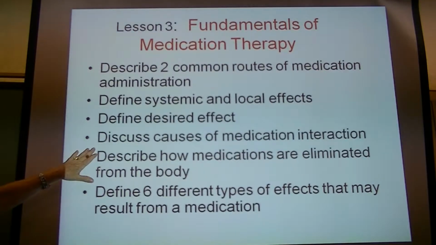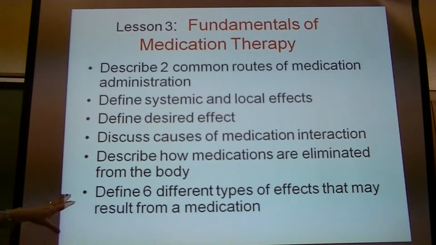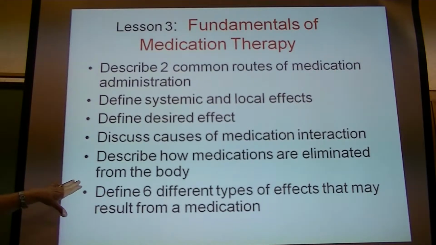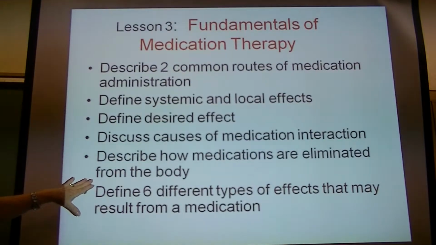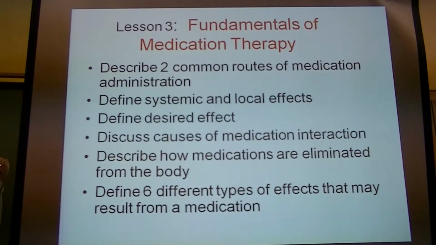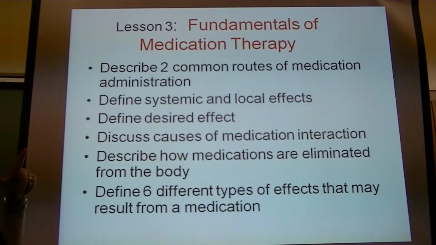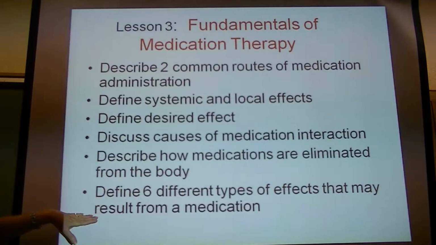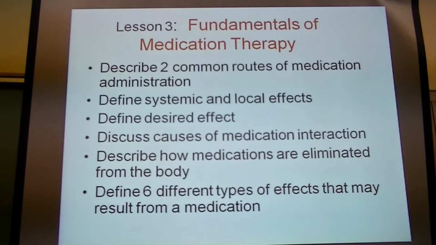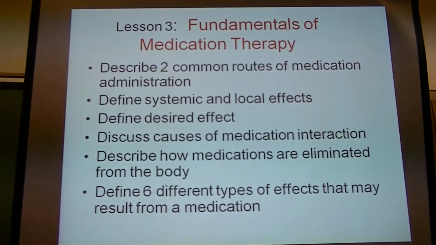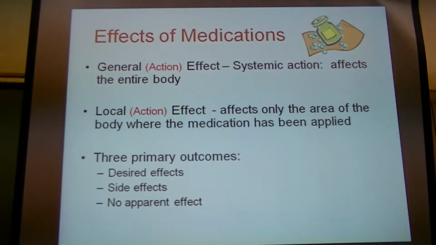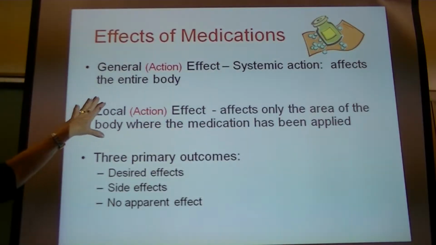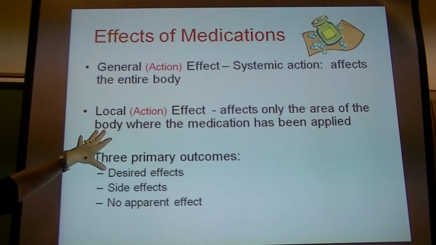We're going to talk about causes of medication interaction. Medications can interact with each other. We're going to describe how medications are eliminated. Did we not talk about that they were metabolized by the liver and eliminated by the kidneys? Did that come up before? Yeah. Okay. And we define 6 different types of effects that result from medications. That's a lot of those words. There are all these effects. So let's get started. First of all, that general, which is systemic effect, and local.